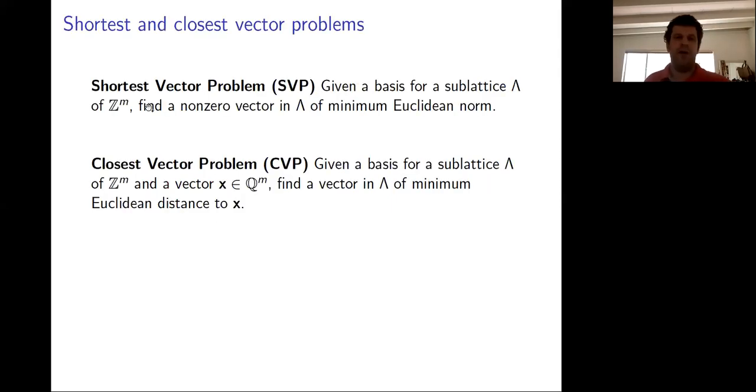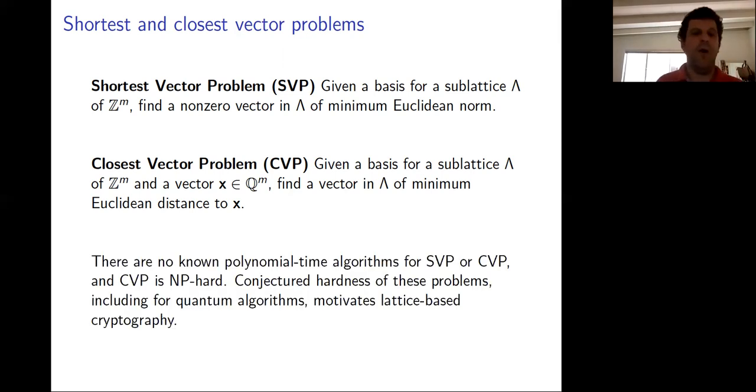So let me start with the consequences. Here are a couple of famous problems involving lattices, that is, subgroups of Z^m. If I'm given a basis for a lattice, I want to find a non-zero vector which is the shortest, that is, has the minimum Euclidean norm. A cousin of this problem is the closest vector problem. Here, given again a basis for a lattice, and now given a rational vector x, I want to find a closest vector to this given x.